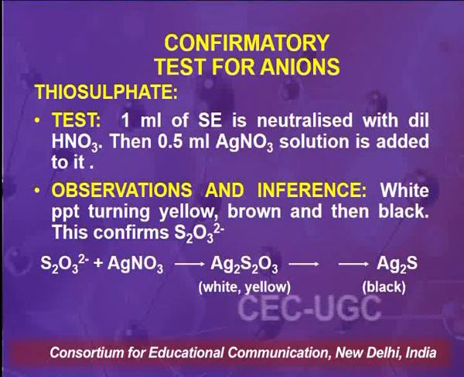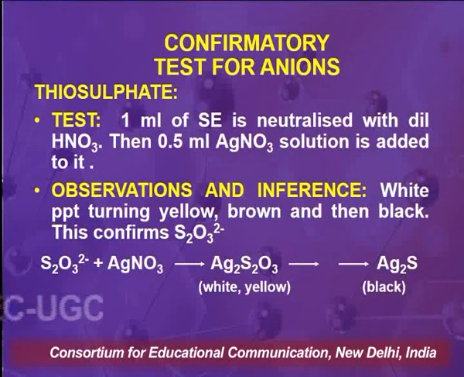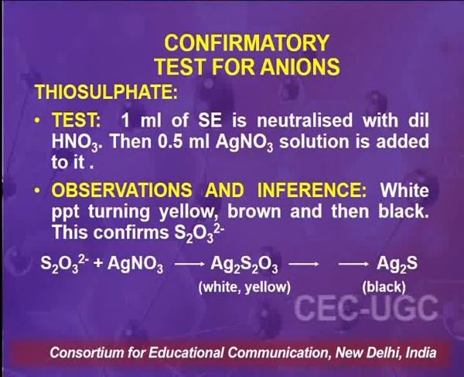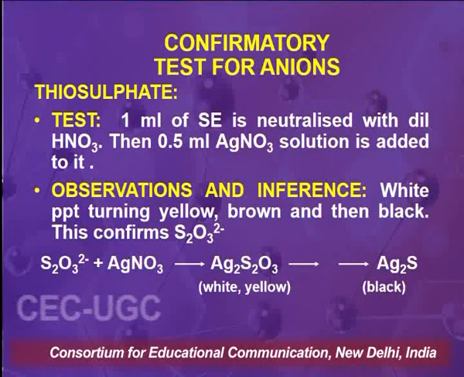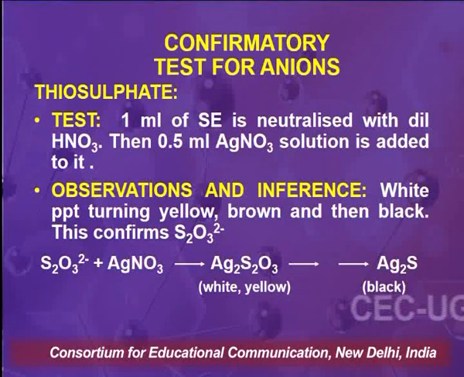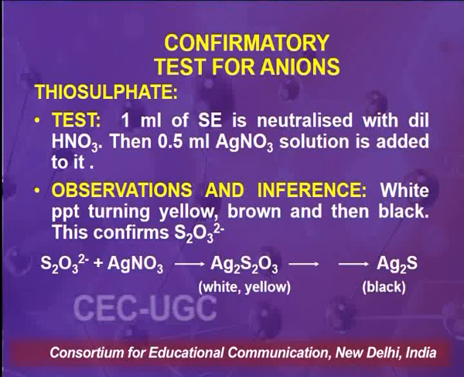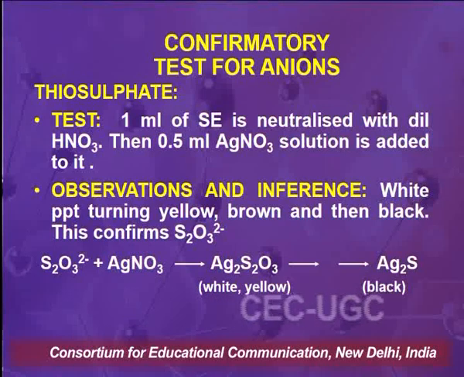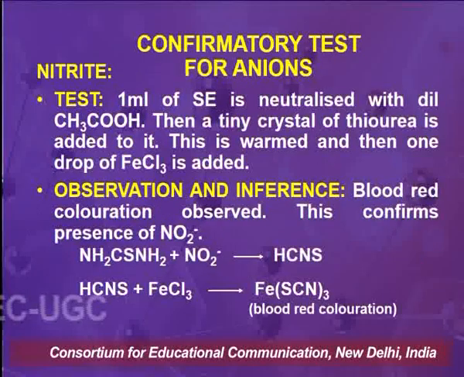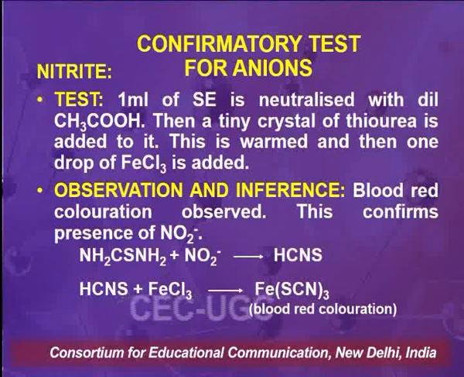The observations include white precipitates which turn yellow, then brown and finally black. There is a gradual change in the color of the precipitate. This confirms the presence of thiosulfate ions in the mixture. And the chemistry involved is thiosulfate reacting with silver nitrate, giving first silver thiosulfate, which is white in color, gradually on keeping turns yellow, and on further keeping the precipitates turn black due to the formation of silver sulfide.